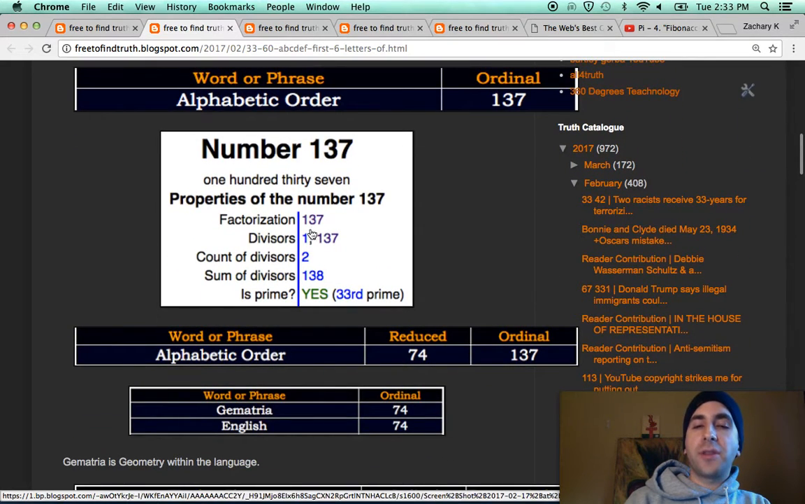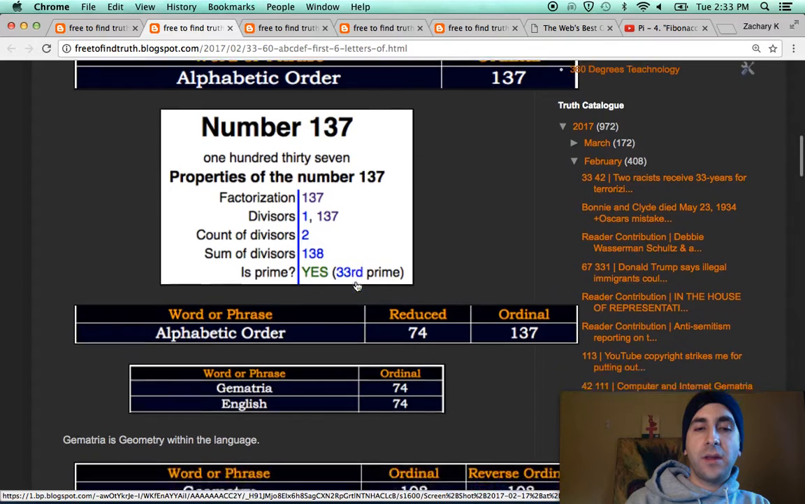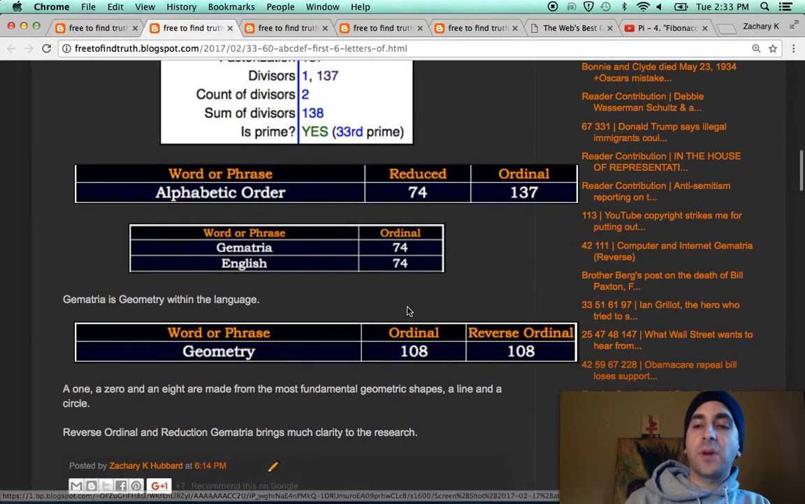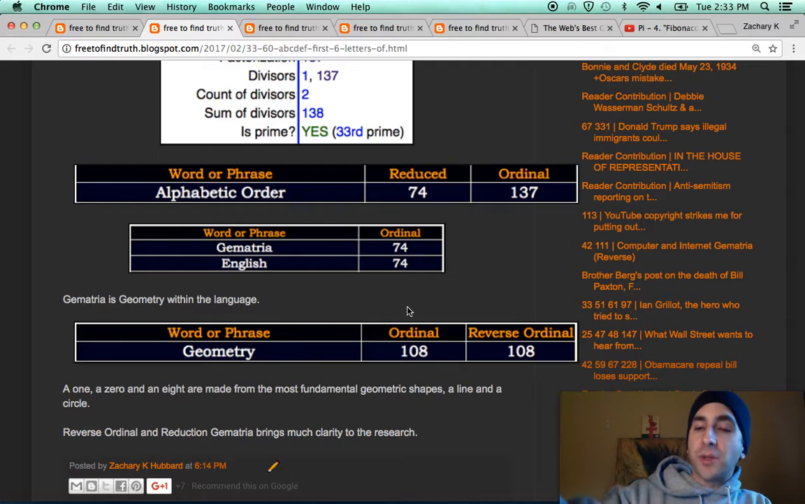Alphabetic order 137, the 33rd prime number. Prime number relationships very important in this study. With regards to alphabetic order also summing to 74, notice that Gematria and English sum to 74. So does the word Masonic, so does the word Jewish, so does occult. Gematria, a Jewish practice, an occult practice. It's esoteric knowledge.